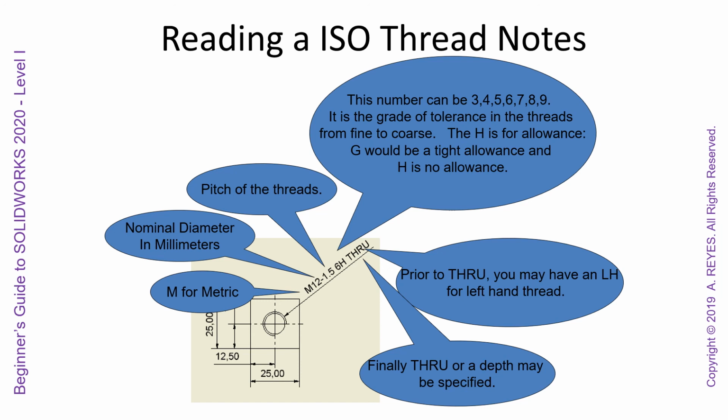Prior to through, you may have an LH for a left-handed thread, and then finally, through, or if there's a depth, if it's 20 millimeters or 30, that would be specified.